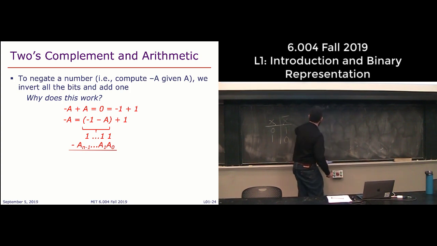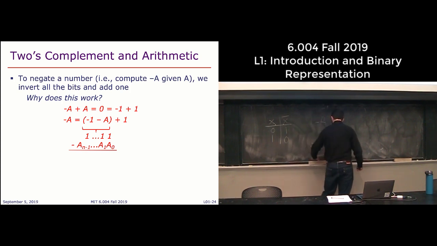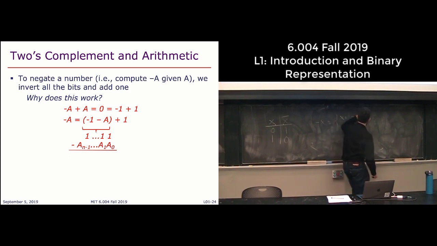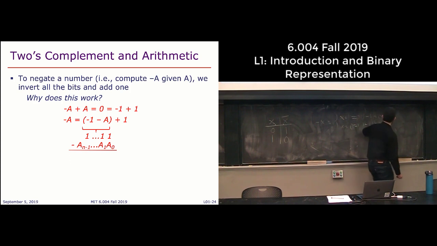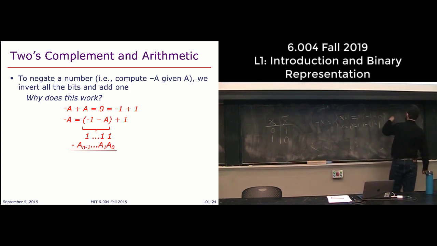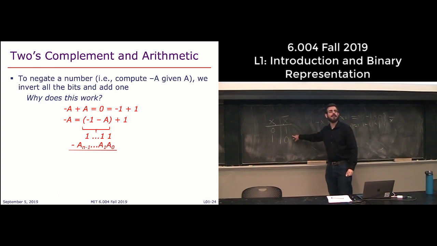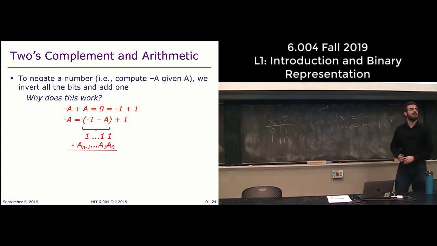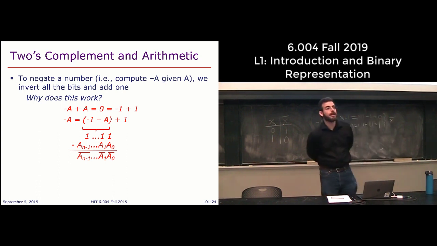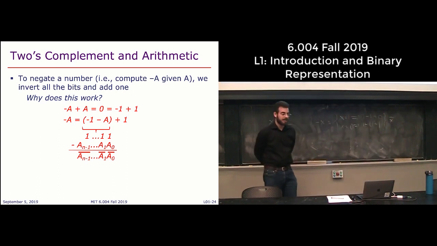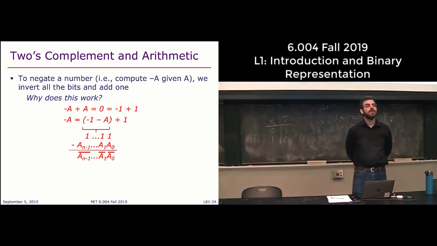This is just a single bit, 1 minus x. If x is 1, then you have 1 minus 1, which is 0. If x is 0, you have 1 minus 0, which is 1. And this is not x. So that makes this equivalent to inverting all the bits of the number, and then we add 1, just like this formula says.